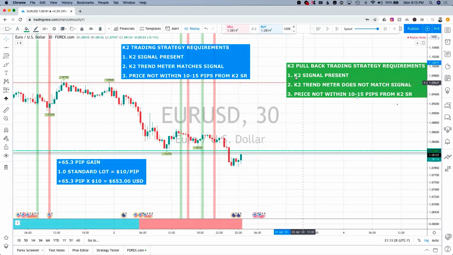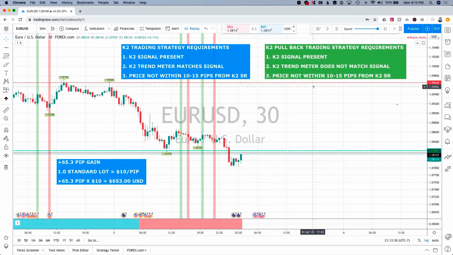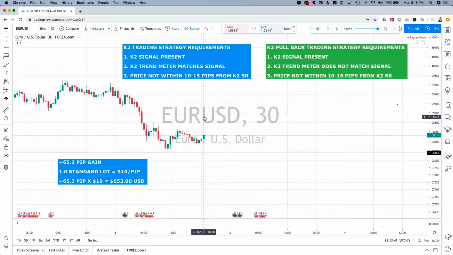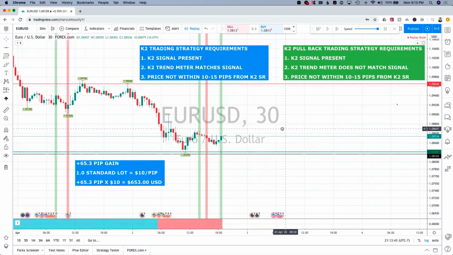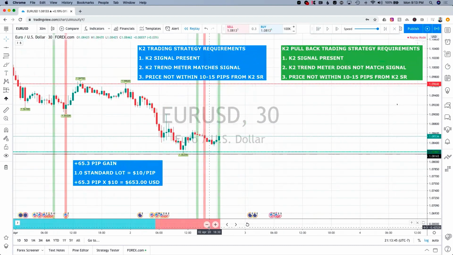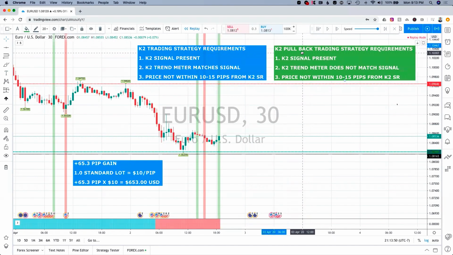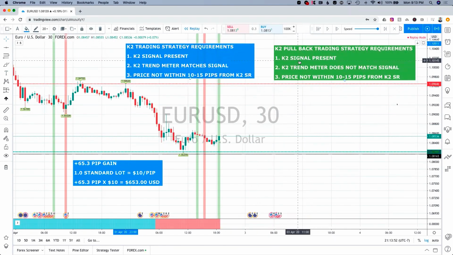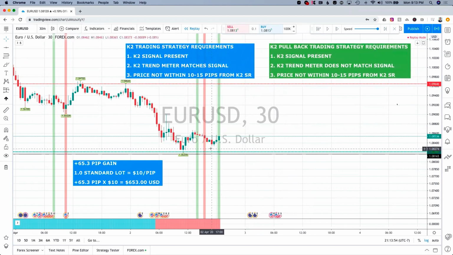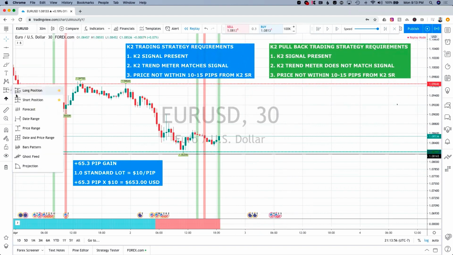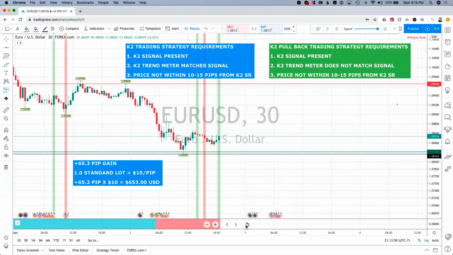So if you're running the pullback strategy, it's the same exact strategy. The only difference is your entry. So instead of entering when they match, the only difference is that the KT trend meter does not match. So for this right here, we have a green signal, but the trend meter is red. So in this situation, this fulfills these 2 requirements. So it's pretty much the same strategy. You just enter a sell at the low of that candle for the pullback.